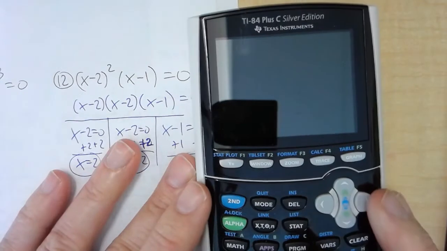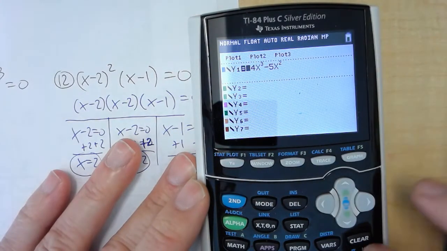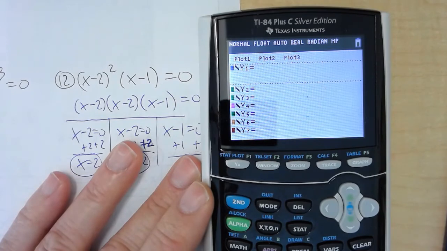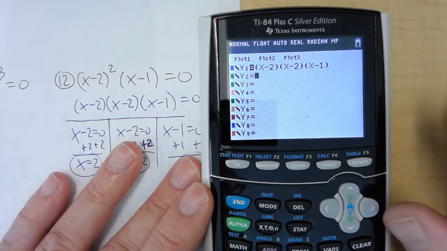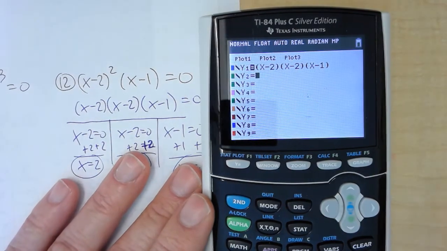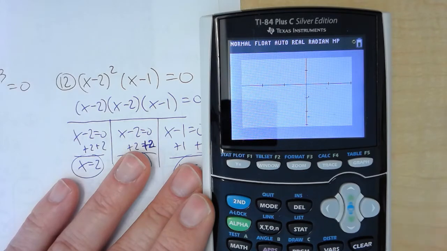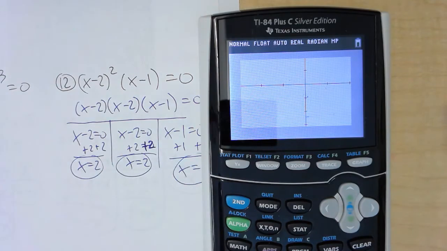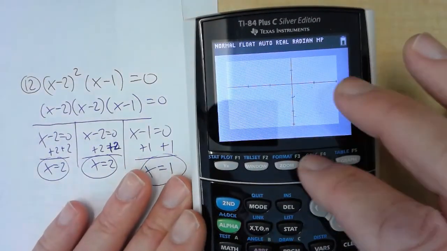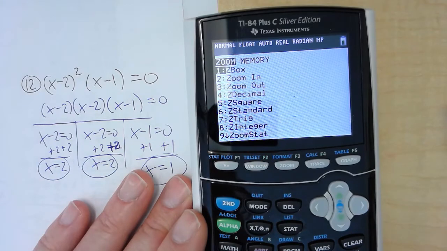I'm going to go to y equals, turn it on, y equals clear. X minus 2, x minus 2, and then x minus 1. All right, x minus 2, x minus 2, x minus 1, and graph. I don't like that viewing window. Excuse me, it's after school, so Mr. Jackie's tired. I'm going to do zoom decimal, which is number 4.